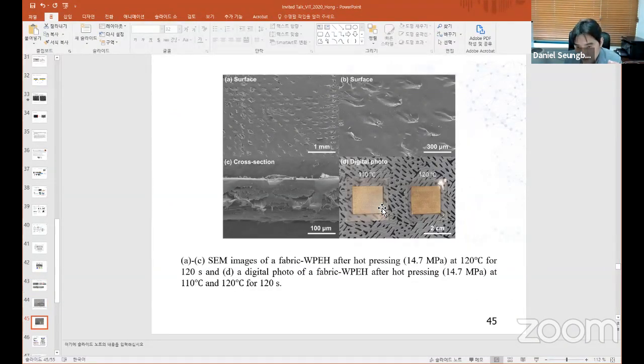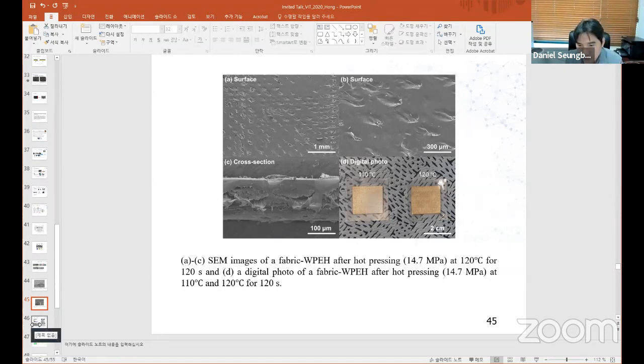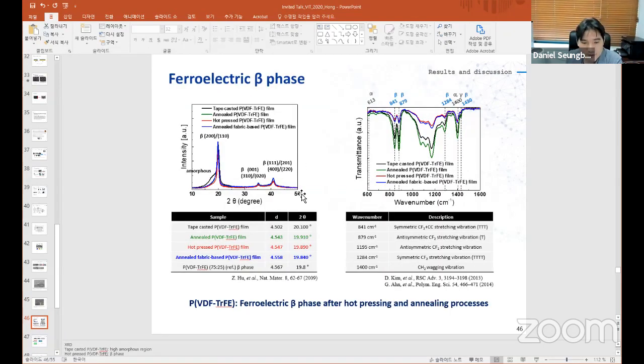Now you can see more of the structure here, and you can see the overall structure depending on the hot press temperature, whether it's 110 degrees Celsius or 120 degrees Celsius. And you can see the melting temperature is about 150 degrees Celsius. So the closer you get, the messier the structure will be. So our best temperature was 110 degrees, as you can see, and the pressing pressure was 14.7 megapascal. And we also did chemical characterization using FTIR and the X-ray diffraction pattern. And you can see the 2 theta value of about 19.8 is the sweet spot for our beta phase, which is the ferroelectric beta phase.